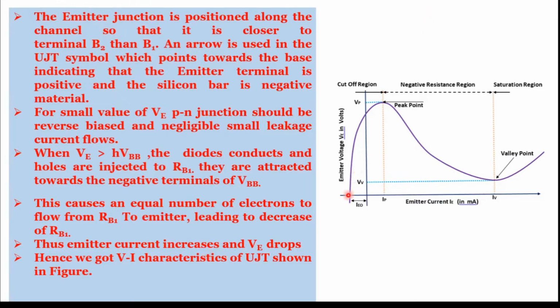Now a graph is plotted between value of emitter voltage and emitter current. From graph we find that three regions are obtained. One is cutoff region, second is negative resistance region and third is saturation region. In negative resistance region, the value of voltage decreases with the increase in the value of current. From graph, we can see that the maximum value of voltage is obtained at peak point and minimum value of voltage is obtained at valley point.